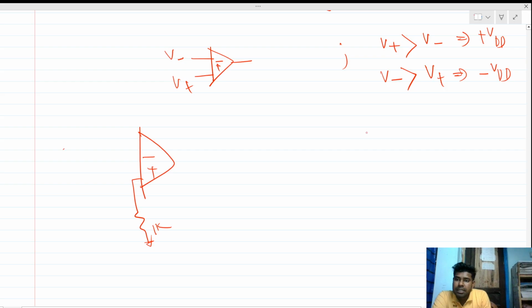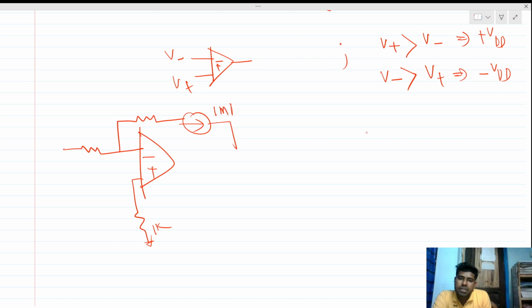This is 1k, this is also 1k, this is also 1k, and this is a 1 milliamp current source. Okay, so here no current can go through it, right? So this zero potential will appear here. So this node potential is 0 volt, right? Because no current can go to the op amp terminal. We all know that because this is an ideal op amp and the input impedance of each node is infinite.